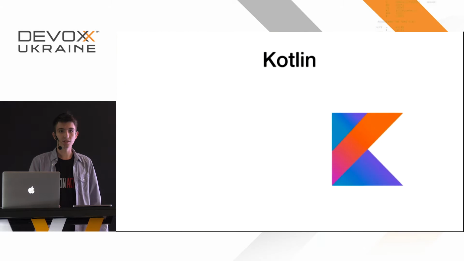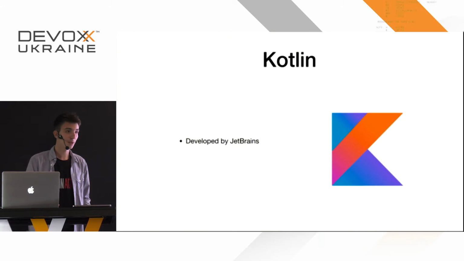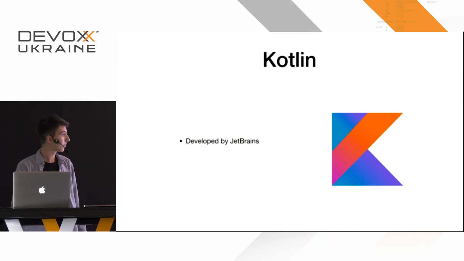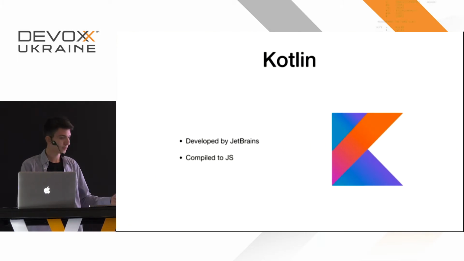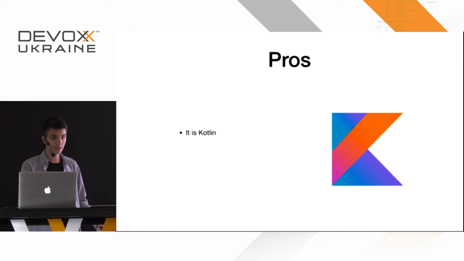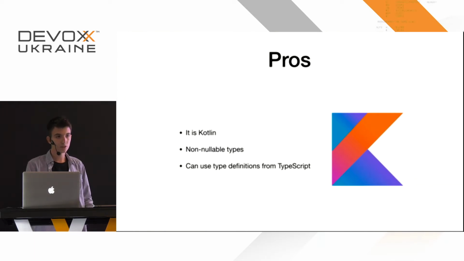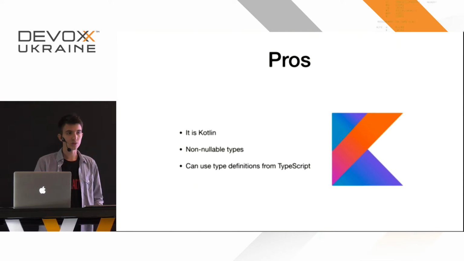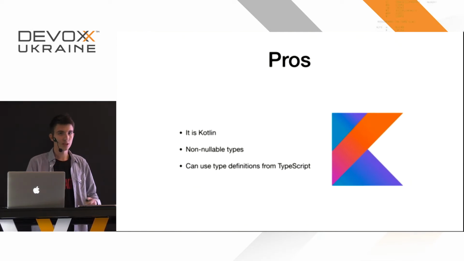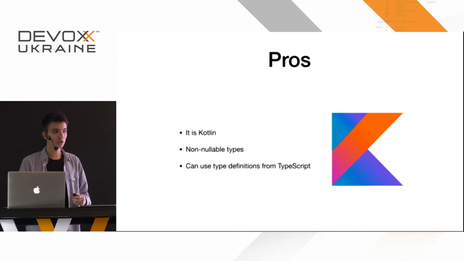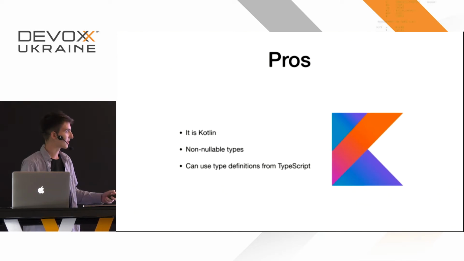Moving on, it's Kotlin. I'm sure lots of you heard about it. Maybe someone even writes in it. It's developed by JetBrains, and surprise, it can be compiled to JavaScript. One of its benefits is that it is Kotlin. You're probably familiar with it. You don't need to learn much of new stuff, and you get things done. And it also has some sweet nullable types. And what's more important, it offers support for type definitions from TypeScript, therefore enlarging the support for packages that it has.